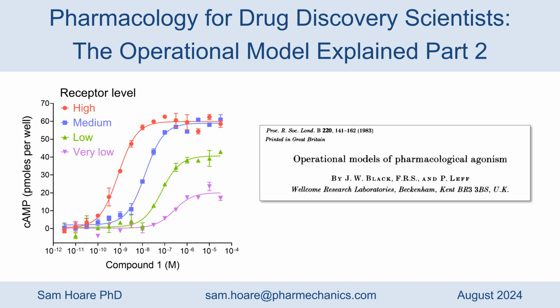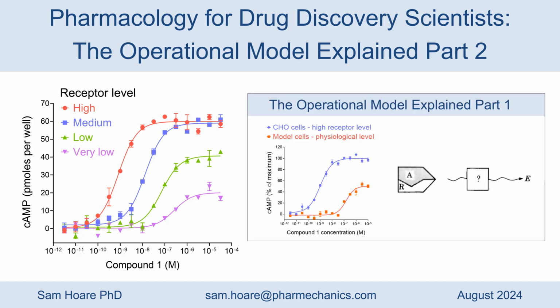In this video we're going to talk in detail about the data we get from GPCR signaling assays, specifically the pharmacological data we obtain and how we interpret the results. This video is the second part of a two-part series on the operational model of agonism, a powerful pharmacological model that helps us understand our data. In part 1, we introduced the operational model and explained it in simple terms. You can find this video on the Pharmacanics YouTube channel.